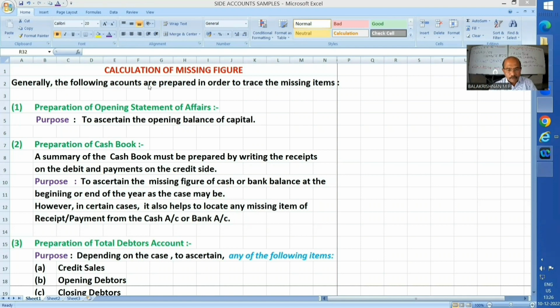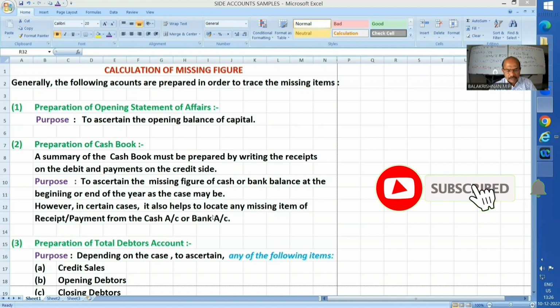Generally, the following accounts are prepared in order to trace the missing items. Number one, preparation of opening statement of affairs. Well, my students, you are an expert by this time. In the net worth method, you have done several statements of affairs. So on the opening day, you find out the various assets and liabilities, list them down and get the capital as the difference. Okay, fine.